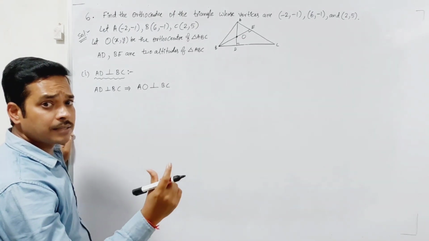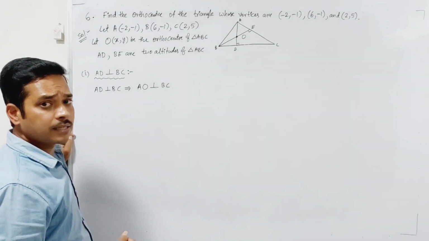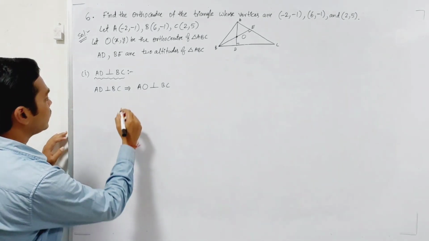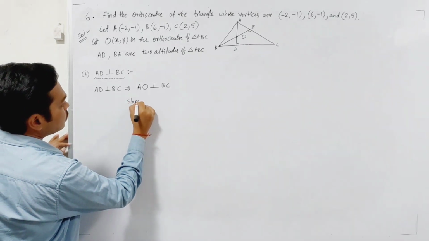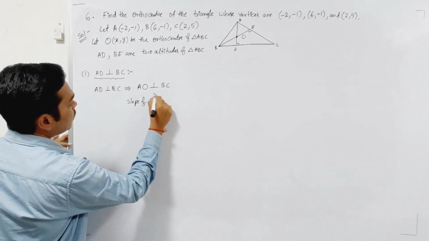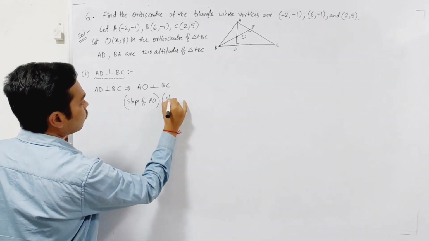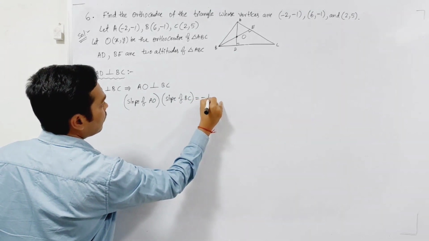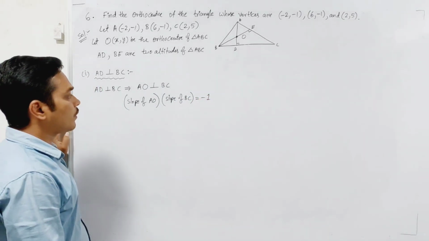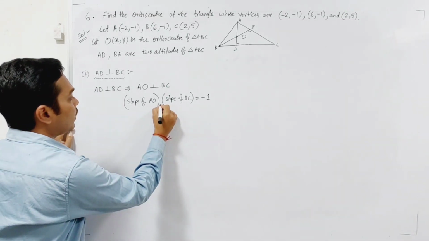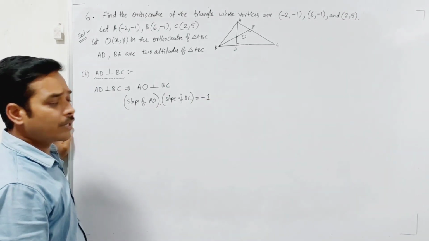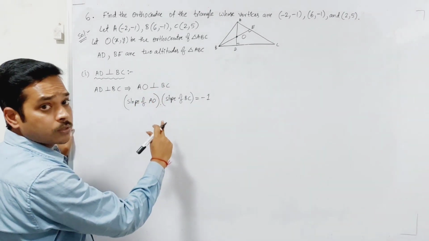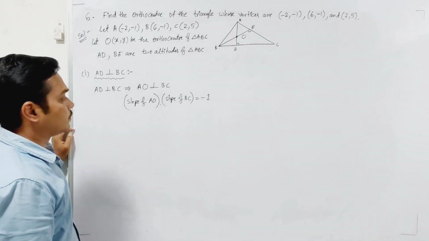If two line segments or two straight lines are perpendicular, what is the condition? The product of their slopes is equal to minus 1. Slope of AO into slope of BC is equal to how much? Minus 1. Why? Because these two line segments are perpendicular, the product of their slopes should be equal to minus 1.